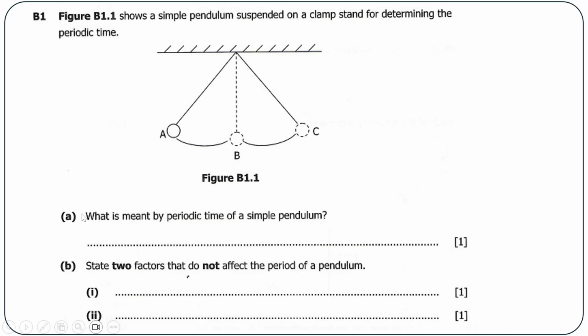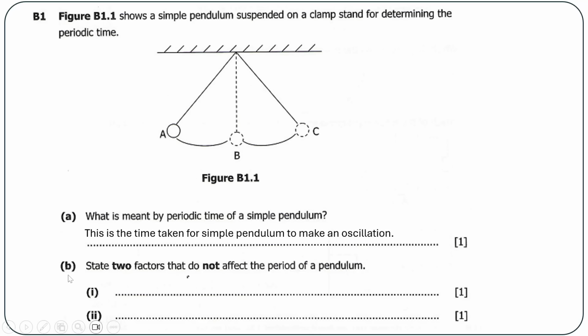Then they're saying A, what is meant by periodic time of a simple pendulum? So periodic time of a simple pendulum is just the period. Okay, so what is the period? We are saying this is the time taken for a simple pendulum to make an oscillation. So that time that it can take for a simple pendulum to make an oscillation is also known as periodic time or period.